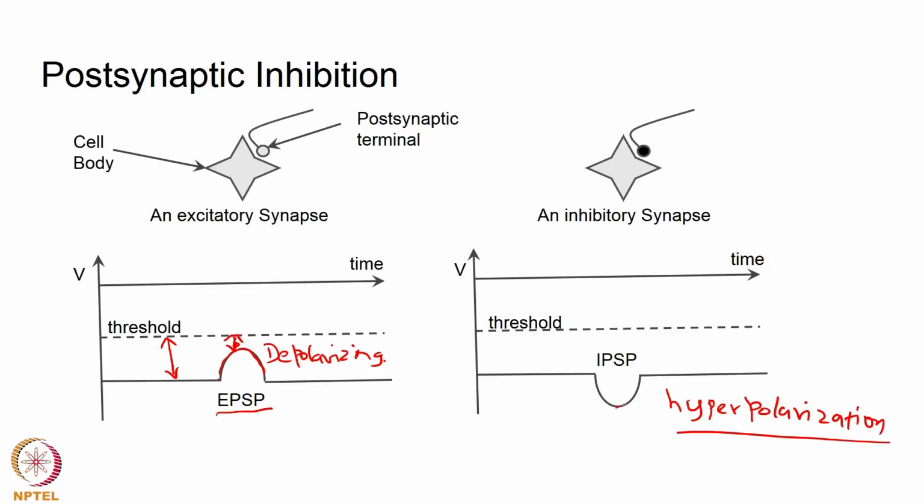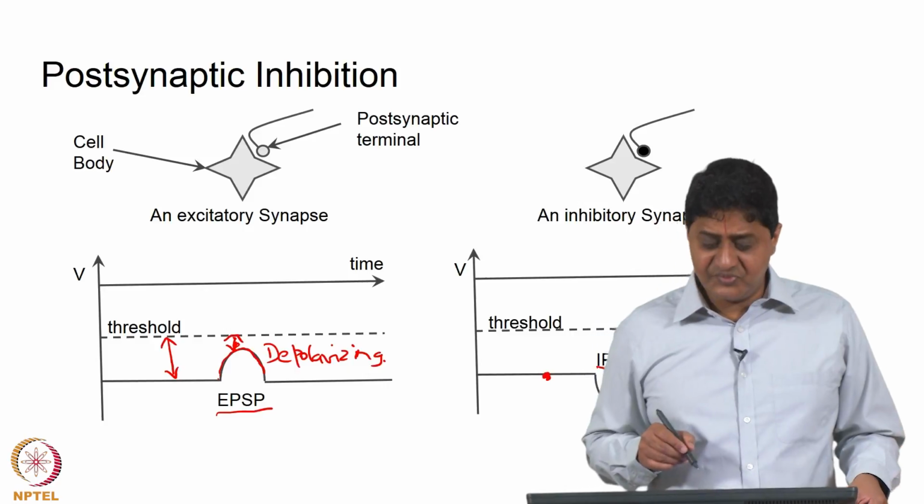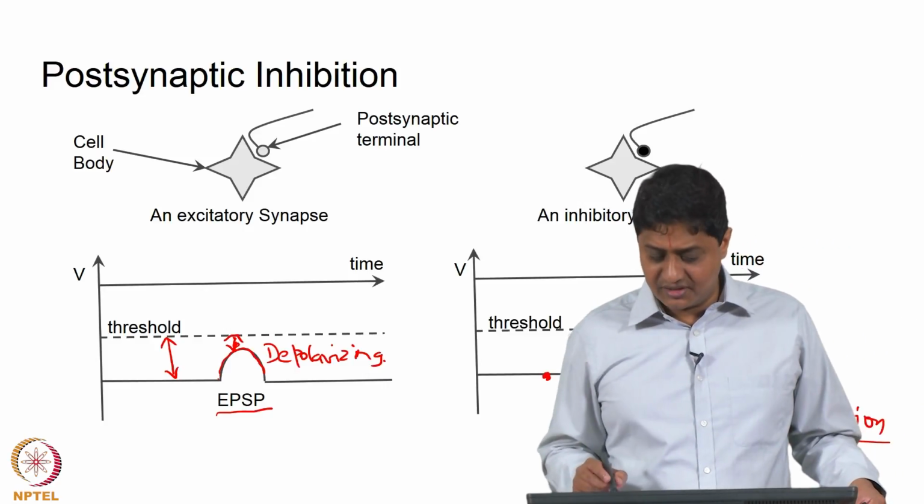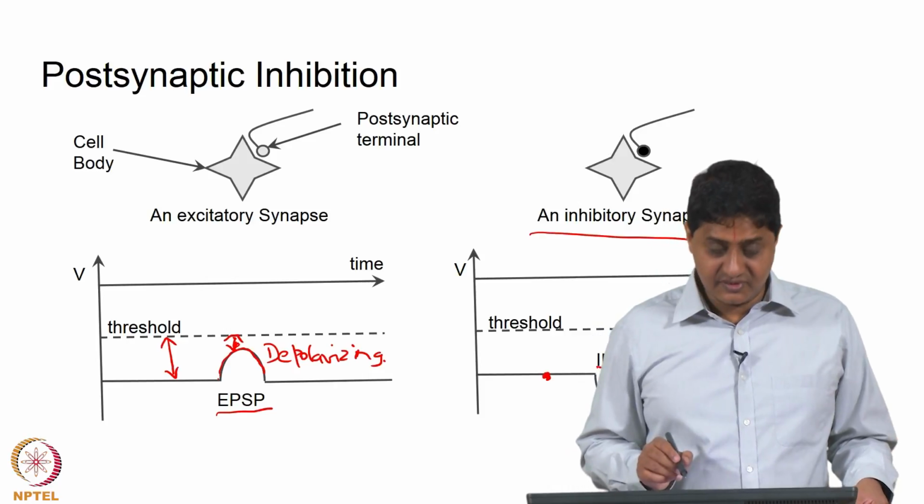This reduces the probability that this cell is going to be taken to threshold and an action potential happening in this part of the membrane is relatively reduced when compared with, say, that part, is it not? Here is the resting membrane potential. This resting membrane potential is taken to a value below the regular resting membrane potential, increasing the difference between the threshold and the membrane potential. This potential is called an inhibitory postsynaptic potential, or IPSP. These synapses that cause an IPSP or a hyperpolarization are called inhibitory synapses.